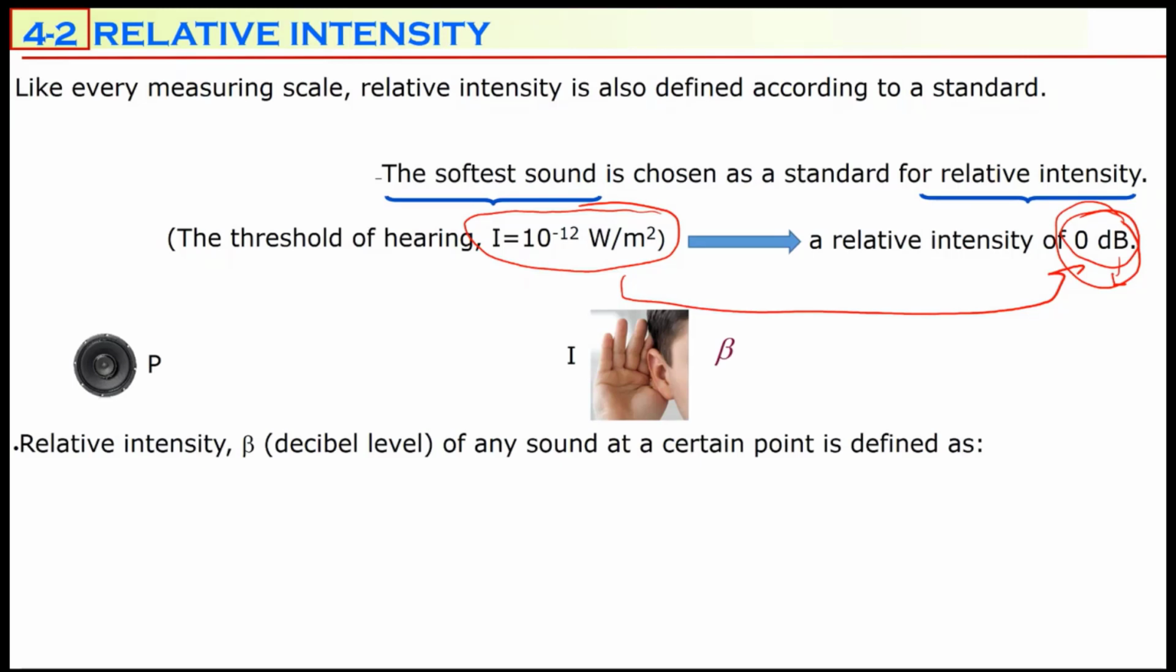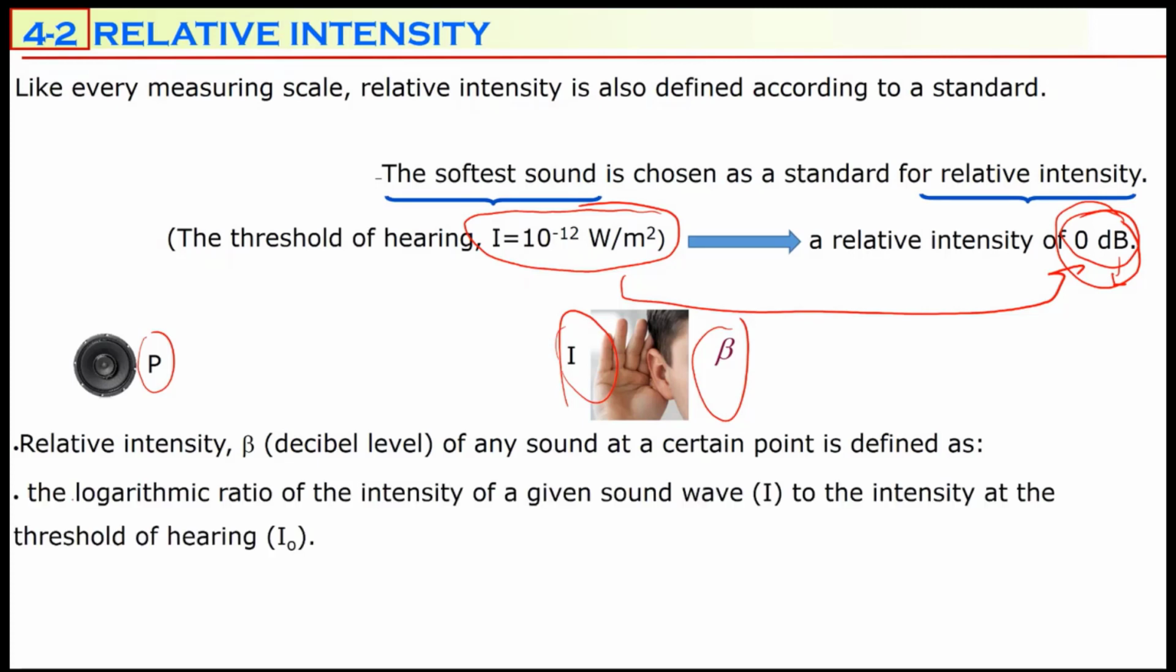So assume that a speaker is producing a sound with power P, and then at this region it produces sound intensity or wave intensity I. So loudness detected by this ear, which can be written as relative intensity or decibel level, at a certain point is defined as the logarithmic ratio. It's going to be a logarithmic ratio, not a normal ratio, which we know. Logarithmic ratio of the intensity of a given sound to the intensity of the threshold of hearing. This threshold of hearing is represented by I0. That's a specific number. I0 is 10 to the power of negative 12.